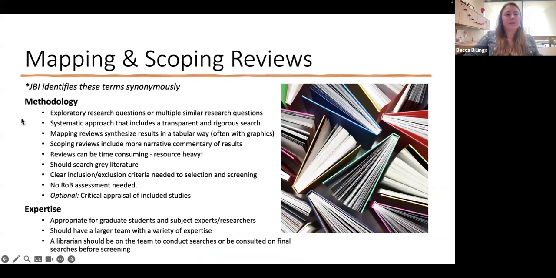As far as the methodology goes, and for every review that I'm going to talk about going forward today, you want to be sure that you are being very methodical with the way you're conducting these research papers. Mapping and scoping reviews are exploratory because you don't know what is out there necessarily on your topic, and you're trying to get a lay of the land. But they use a very systematic approach in their methodology, which makes them powerful tools. They can take a long time to complete, just like your systematic reviews.